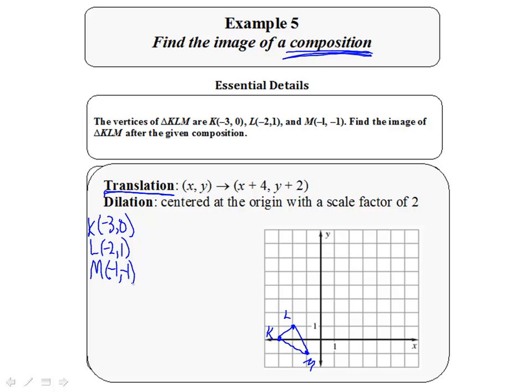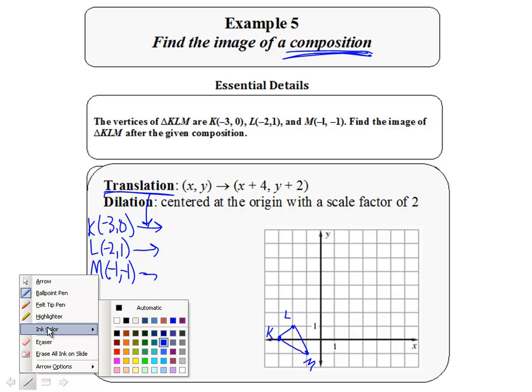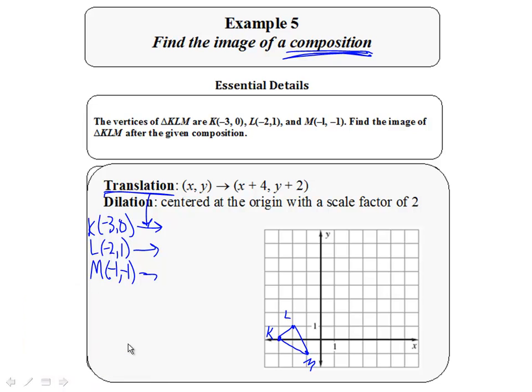So I'm going to make a change to this. I'm going to do my translation. And remember, my translation rule tells me I'm going to add 4 to my x's and add 2 to my y's. Okay? So this is after this rule. X plus 4, y plus 2. I'm going to give myself some space here.